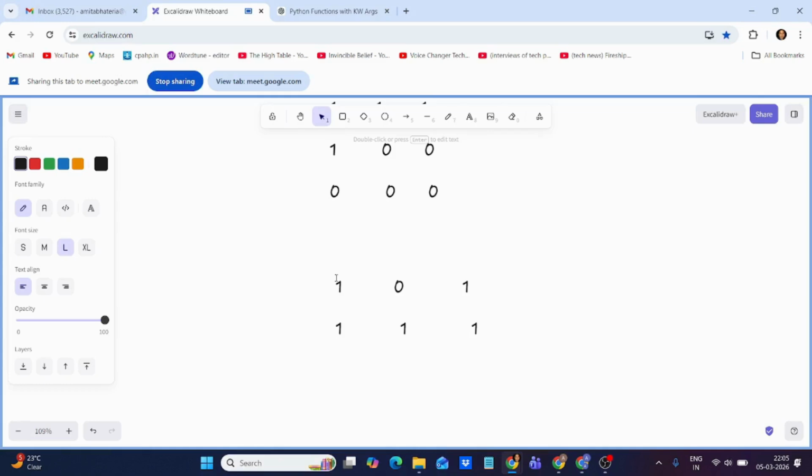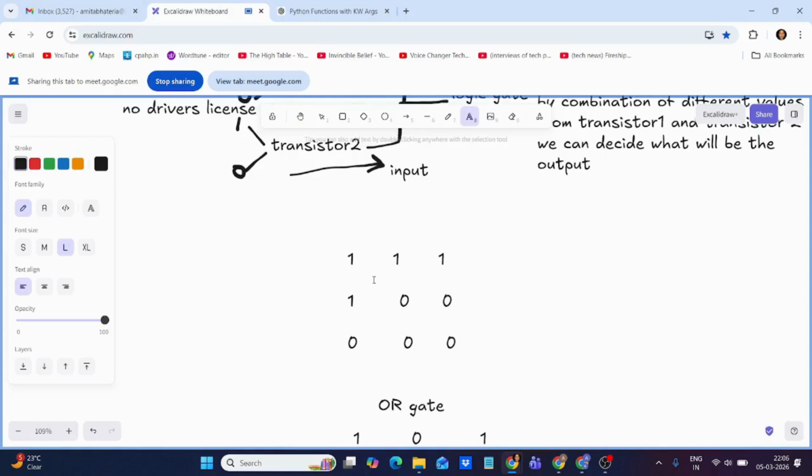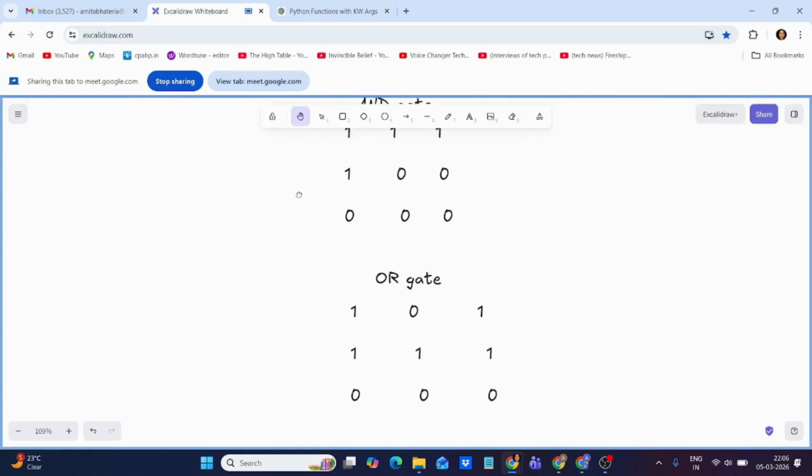Now if neither one has any driver's license, what will be the output? False, right? So you solved this OR gate also. So this is the boolean table for the OR gate, right? And next one is this one. This thing is the boolean table for the AND gate. So this is called the AND gate. Got it? So these are the truth tables for the AND gate and OR gate.